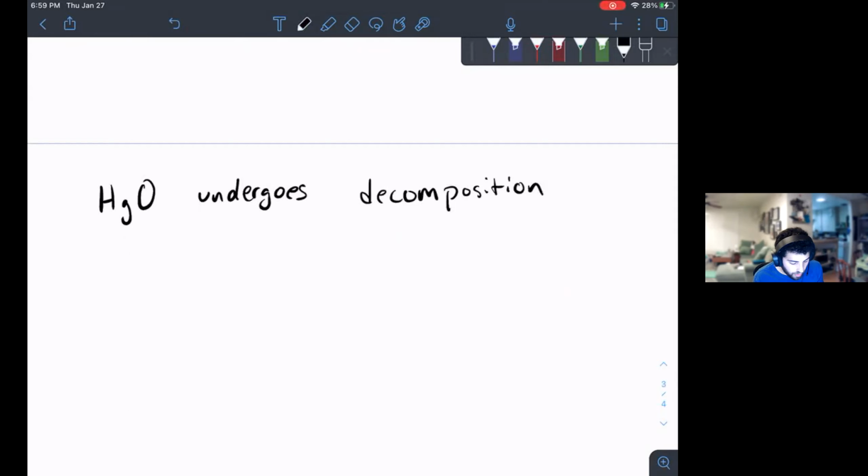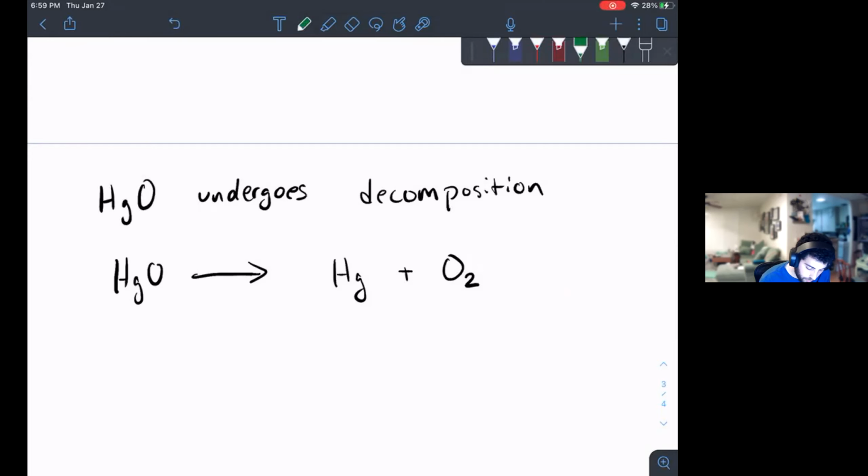So how do we write this? Well, HgO, mercury oxide, undergoing decomposition means it's going to break up. And there's only 2 elements it can break up into, Hg and O. And then the quick thing we need to do here is realize that O is O2. And there we go. We've written our reaction. If you want to get all fancy about it, you can balance. We can throw a 2 here and a 2 here, and that balances it out.